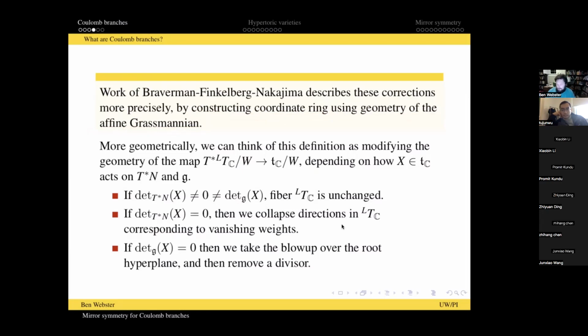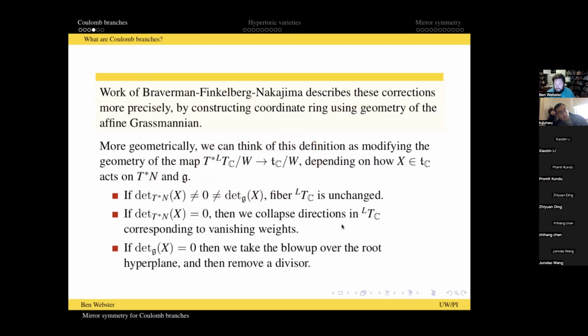What it tells you is, you start with what the physicist told you was the classical guy, and then you modify the geometry of it. So how do you modify the geometry of it? Well, this is a fibration over the complexified torus mod W.